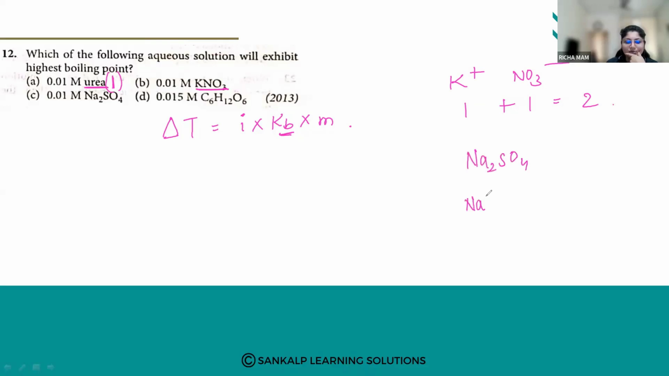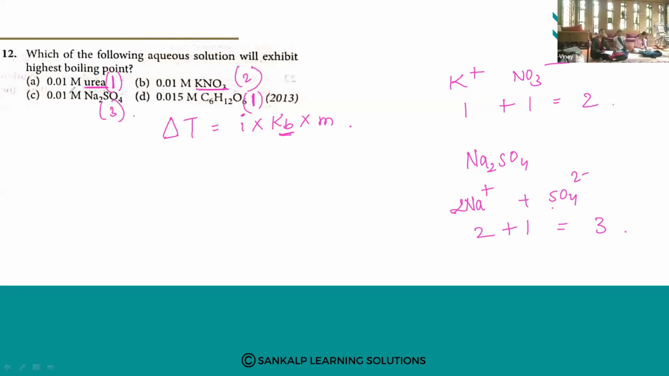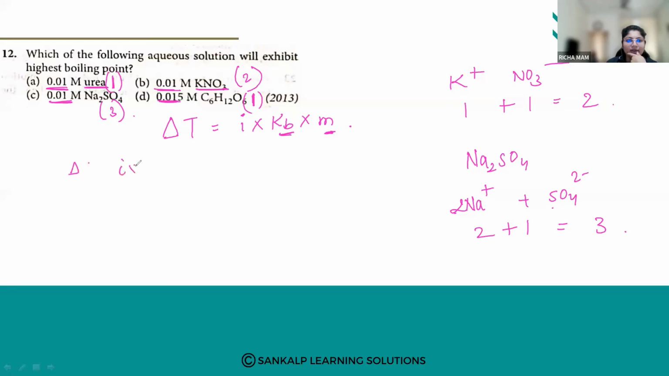Then Na2SO4 gives 2 Na plus and SO4 2 minus, so this is 2 plus 1, it is 3 ions. Then C6H12O6 is again a non-electrolyte, so this is considered as 1. So this is 1, this is 2, and this is 3. The concentration is the same, 0.01, 0.01, 0.01, and 0.015. So just multiply for each: i into m is 0.01 into 1, then 0.01 into 2, next 0.01 into 3, and 0.015 into 1. Just see whose value will be highest.